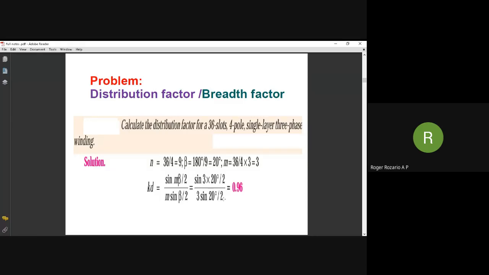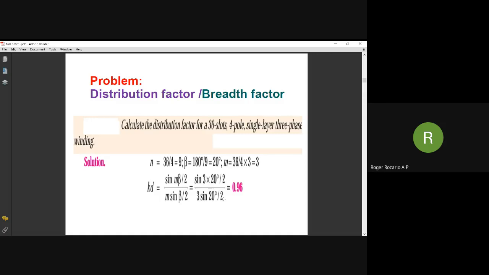And what is this M? This M is the polar group, the slots per pole per phase. So 36 slots, 4 poles, and the number of phases is 3. So M will be 3. So you found out all the terms.